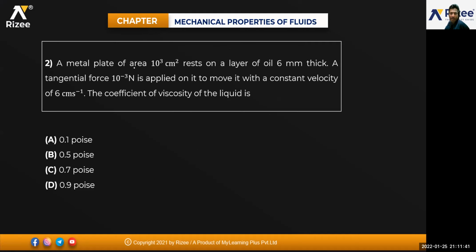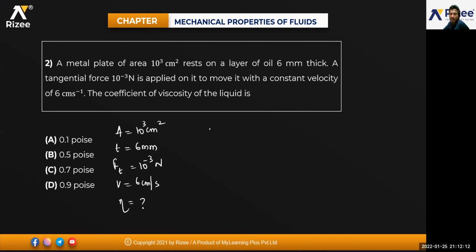Next question. A metal plate of area, so here the area is equal to 10 centimeter square, rests on a layer of oil 6 mm thick. A tangential force equal to 10 power minus 3 Newton is applied on it to move it with a constant velocity. Velocity is given as 6 centimeter per second. The coefficient of viscosity of the liquid is how much? Eta value is equal to how much?